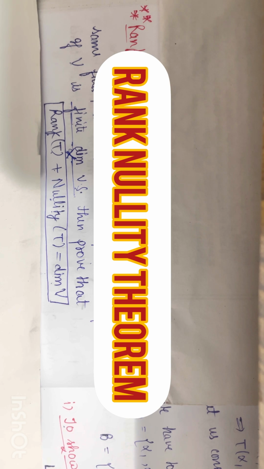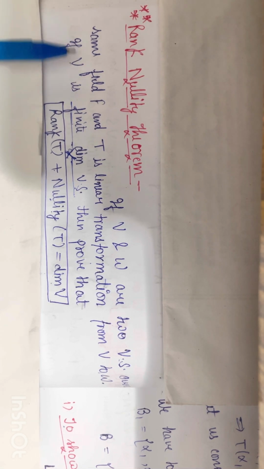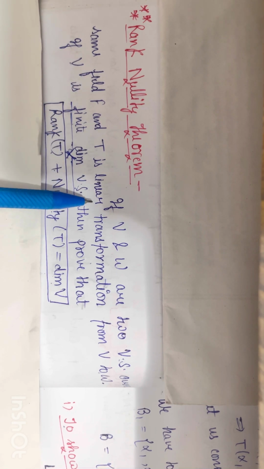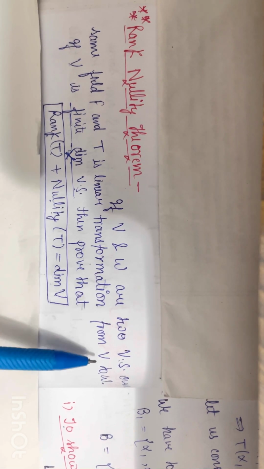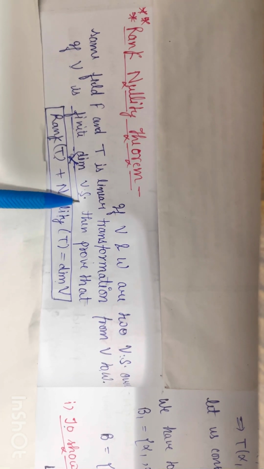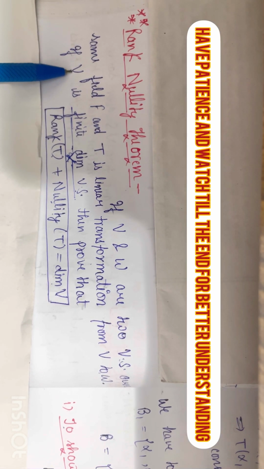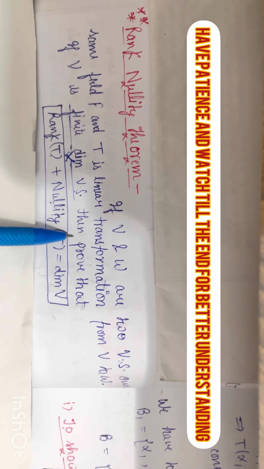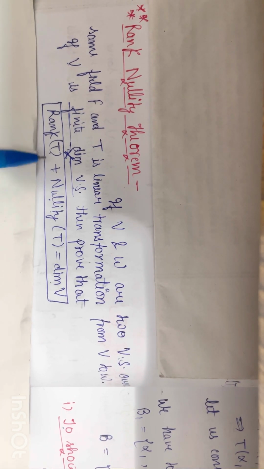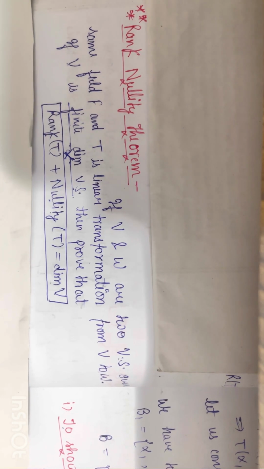Today we are going to prove the rank nullity theorem. According to this theorem, if V and W are two vector spaces over the same field F and T is any linear transformation mapping from V to W, and V is a finite dimensional vector space, finite dimensional meaning the basis of V will contain a finite number of elements, then rank of T plus nullity of T will give the dimension of V.